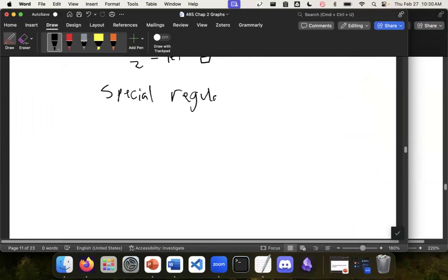Special regular graphs. So we've talked about regularity. There are some special ones that you should probably know about. One of which is complete graphs.